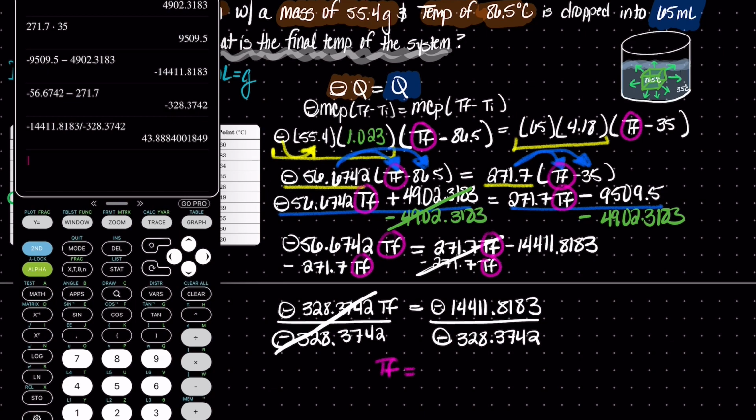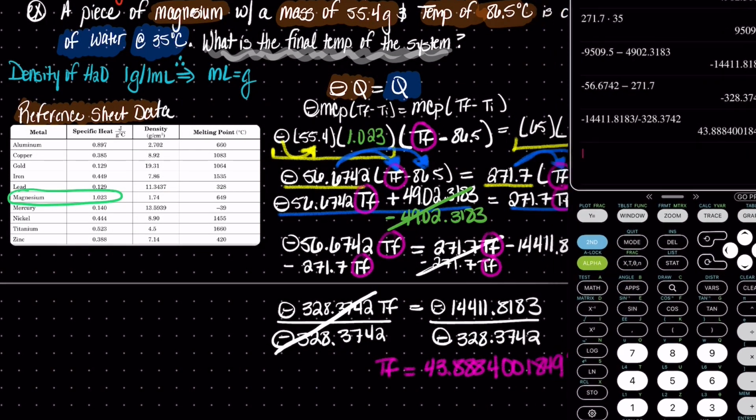And look at that, Mom. We do have a positive result. 1, 2, 3, 38.400,1849 degrees Celsius. That is far too many numbers for my liking.